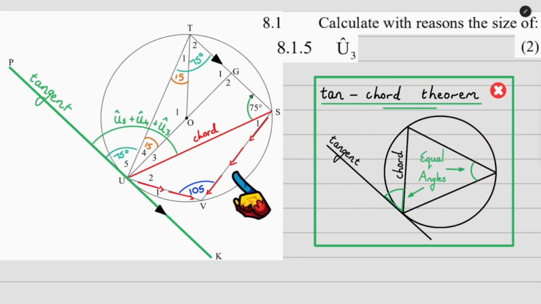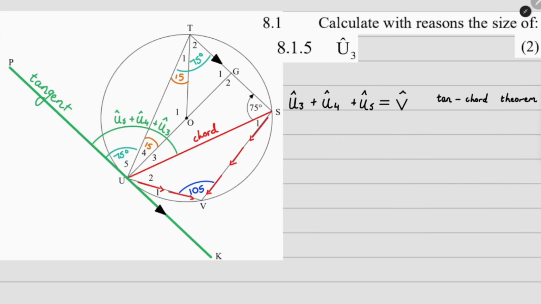And after I follow it down, it takes me to that 105 degrees I calculated earlier. And we know U4 and U5, so we can pop those in place there and then work out U3. So let's see how we're going to write that up. I'm firstly going to state the letters before I put the numbers in. So I'll say U3 plus U4 plus U5 is the same size as V.